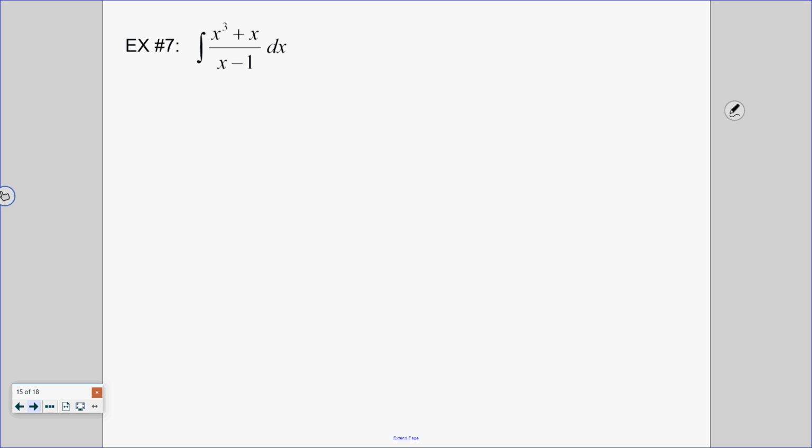So we're going to do x cubed plus x divided by x minus 1. But remember that it's easier to have all the terms there. So I'm going to put in a 0x squared and then put my x minus 1 outside. You could also do this one by synthetic division. I'm going to go ahead and do long division so you can see what we need to do here.